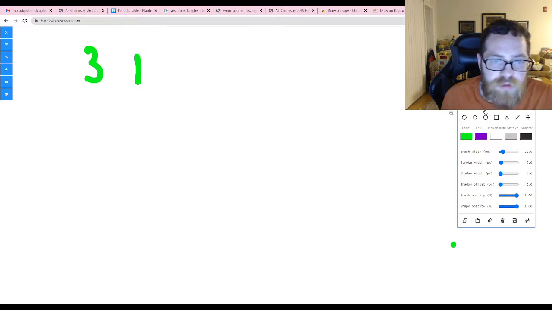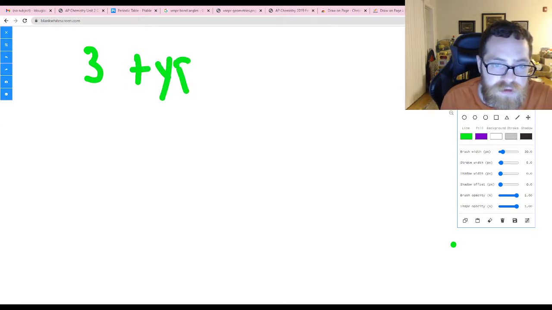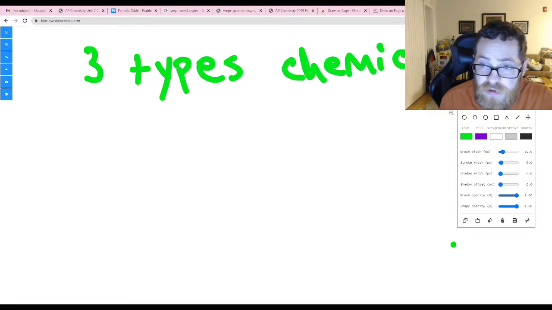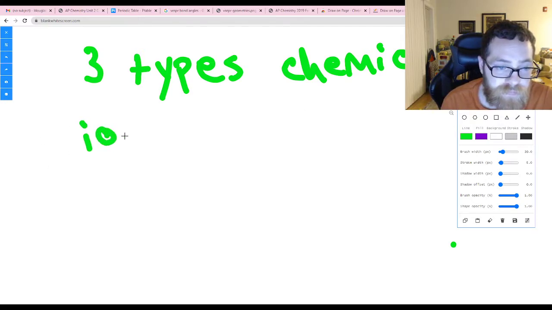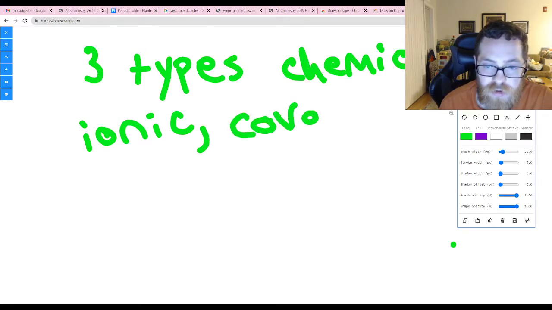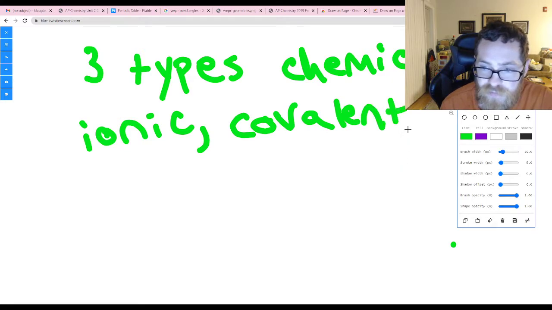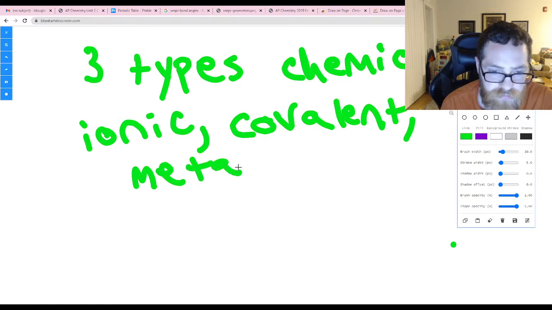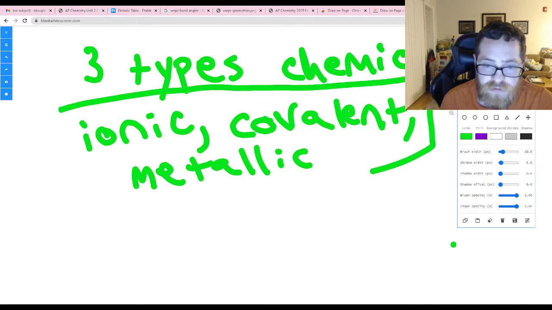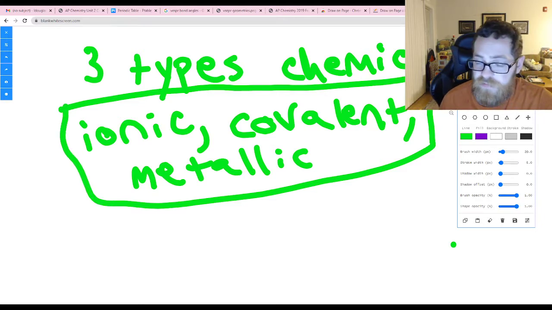Well, who cares? Three types of chemical bonds. We have ionic, we have covalent, and we have metallic. So ionic, covalent, and metallic.